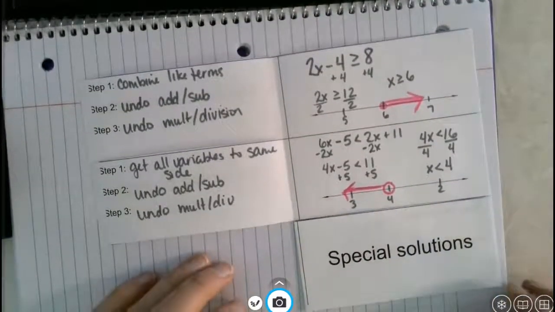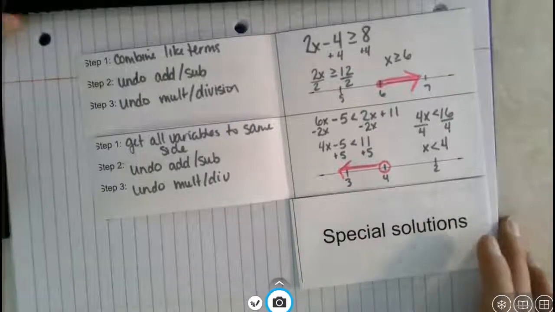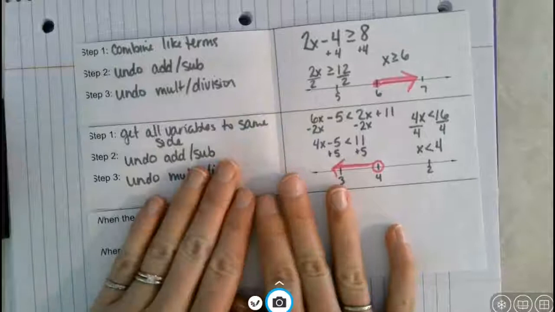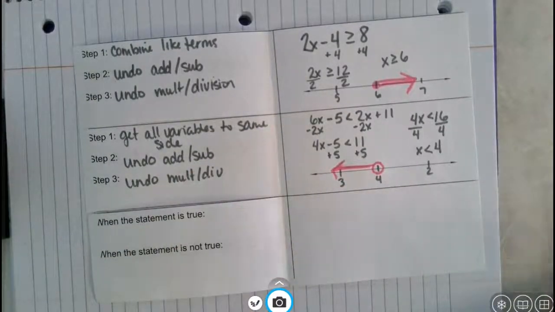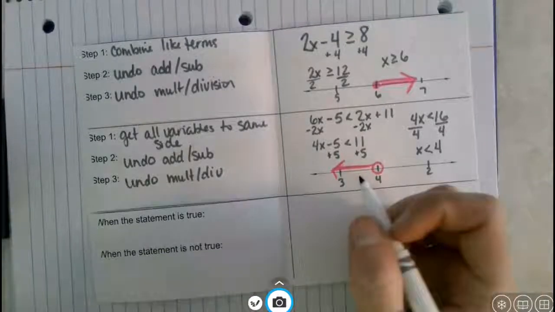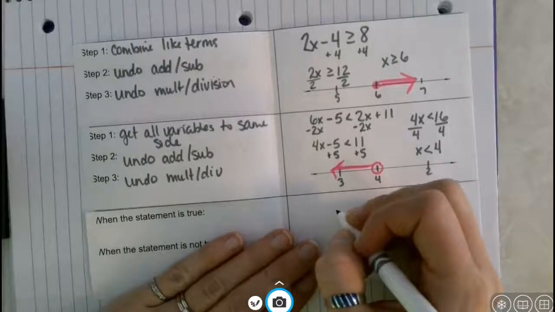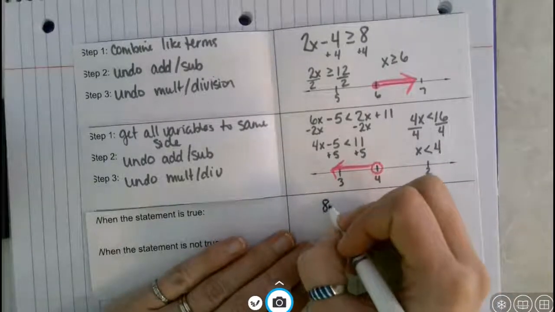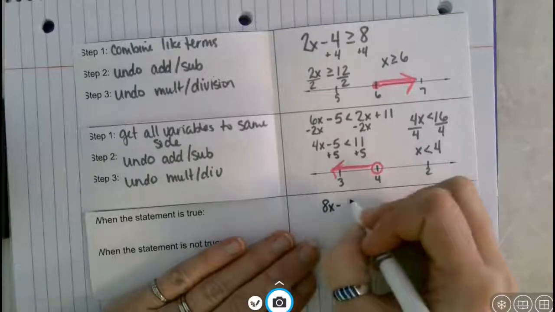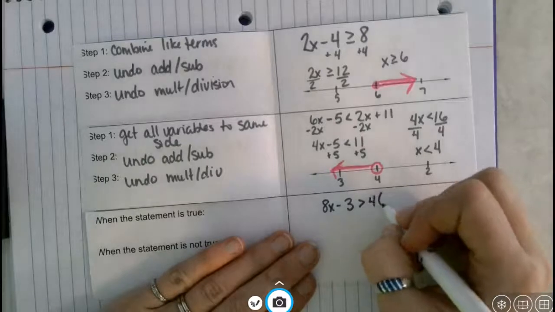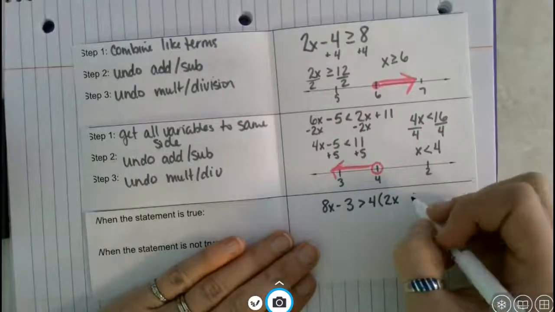Okay, so now we're going to look at two examples with what we call special solutions. So there's some things that we end up with special solutions. One that we're going to look at is a little bit complicated, and that's okay because it'll give us great practice working through these steps. So I have 8x minus 3 is greater than 4 times 2x plus 3.